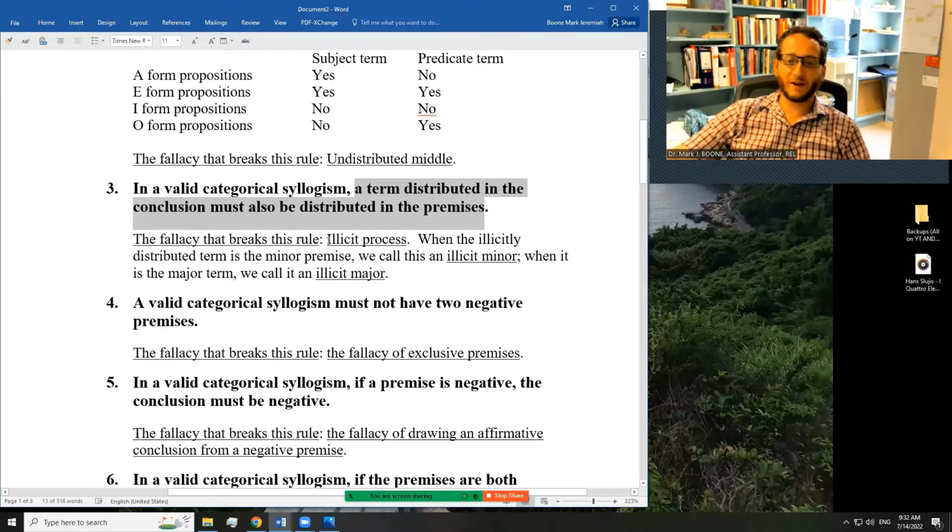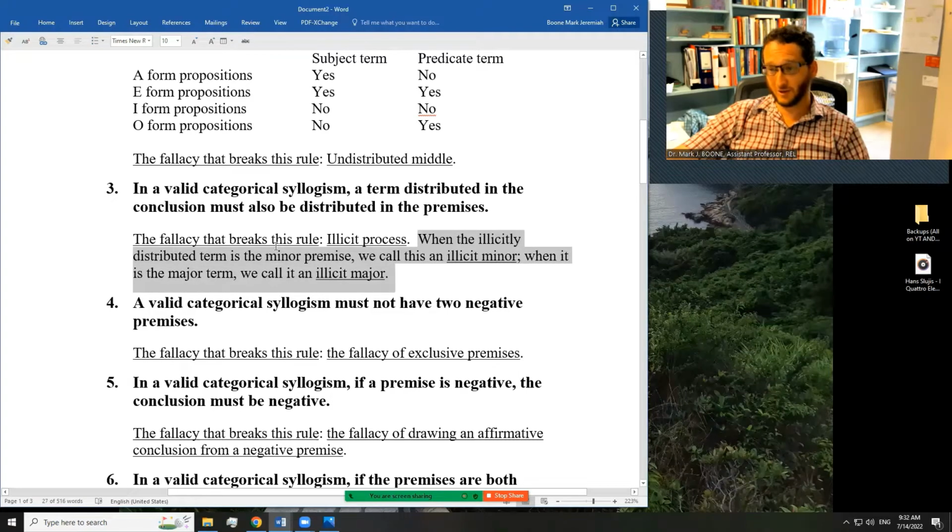All right, so a fallacy that breaks this rule we call illicit process. When the illicitly distributed term is the minor term, we call it an illicit minor. When it's the major term, we call it an illicit major. I don't know if I like those names. I don't keep those names of fallacies in my head.